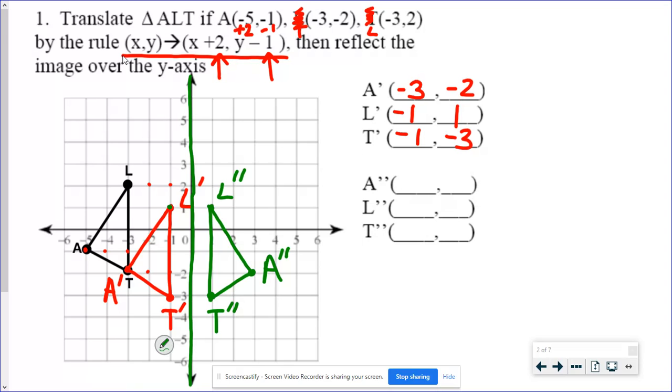Remember, when I reflect over the y-axis, I'm moving sideways, so the x number is going to change. So instead of being at -3, -2, it'll be +3, -2. L prime, instead of being at -1, 1, is going to be at +1, 1. And T prime is going to be at +1, -3.